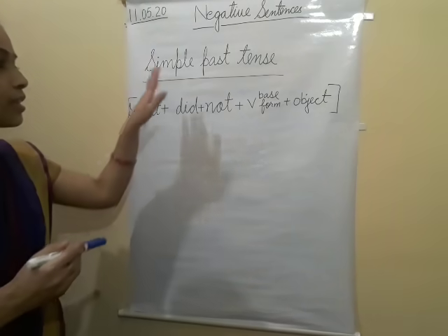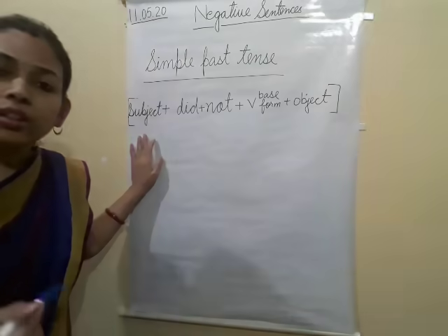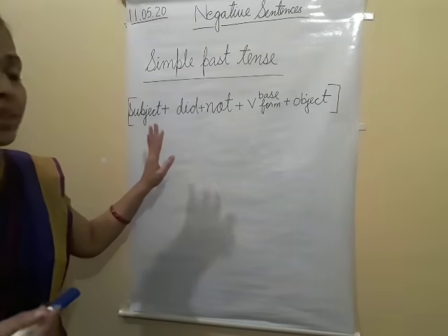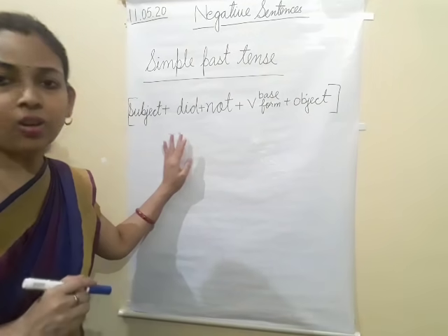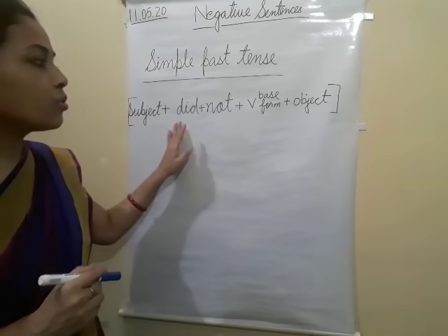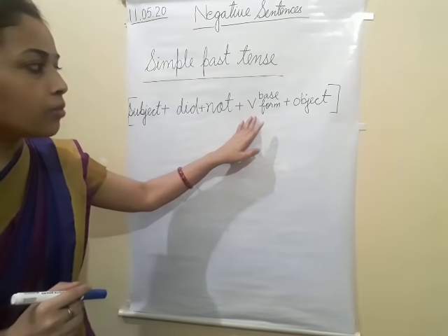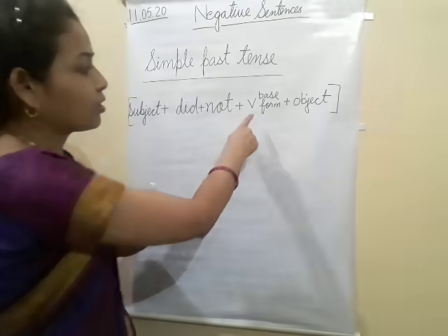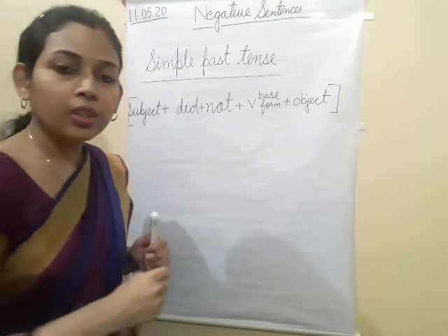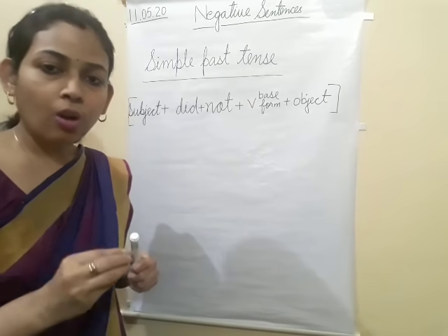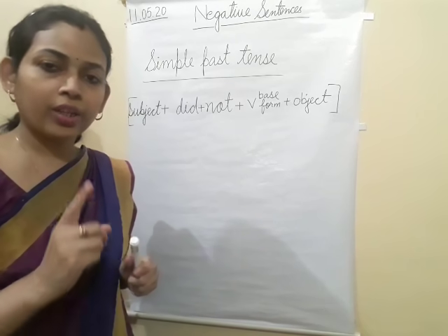Here, as you can see, I have written subject, and in simple past tense we use did not. Okay, we use did not. Here again, verb base form. I have written here, it means it is the verb, base form of the verb. I told you that day.